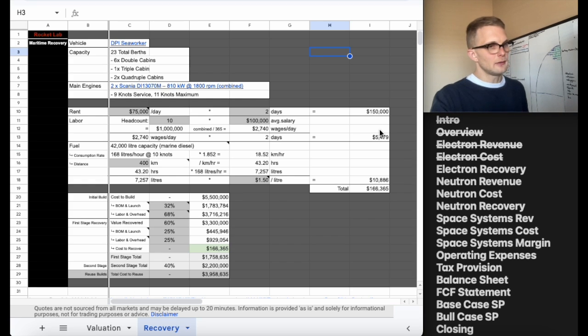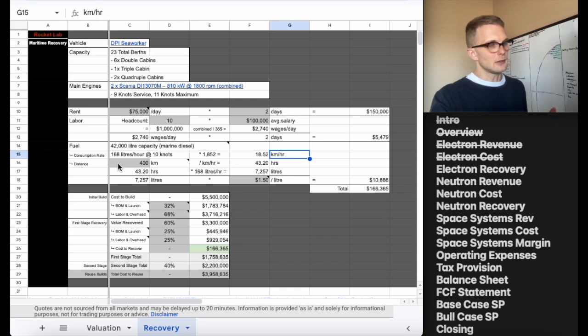So now that we have the rent and the labor for the recovery, the last thing we got to do is factor in the fuel cost. The capacity doesn't matter so much because they're only going out for a couple days at a time. We don't use all the fuel, but we do know that it consumes 168 liters per hour at 10 knots. Multiply that to find the kilometers per hour. That's 18.52 kilometers per hour.